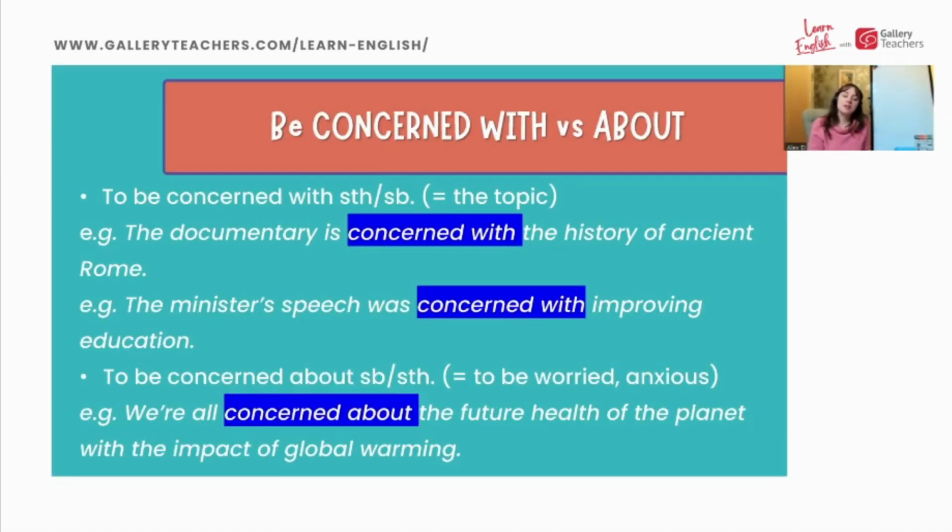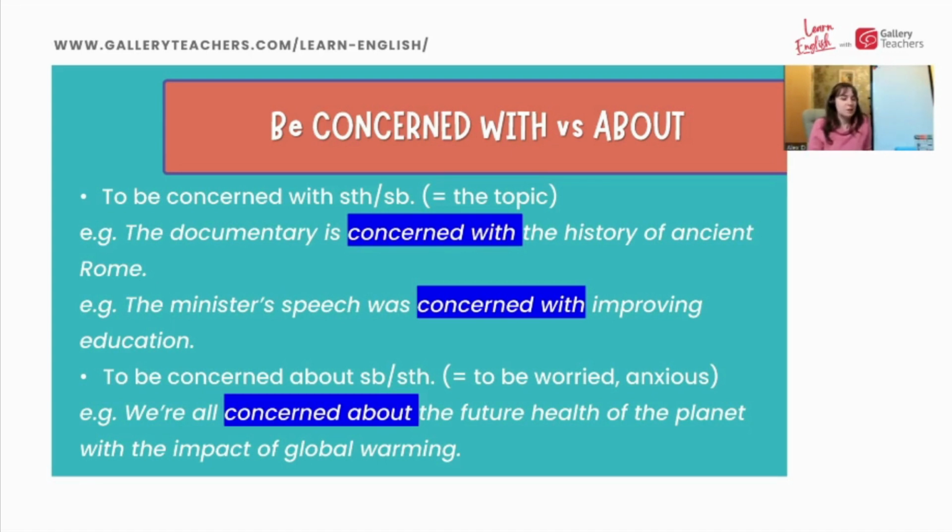Here we have concerned with, to be concerned with or be concerned about. Now, there is a significant difference in meaning, I would say, with these two examples. We can be concerned with something or somebody, and that means it's the topic, it's the subject of something. Look at some examples. The documentary is concerned with the history of ancient Rome. The minister's speech was concerned with improving education. So this means the speech, the documentary, these were the topics.